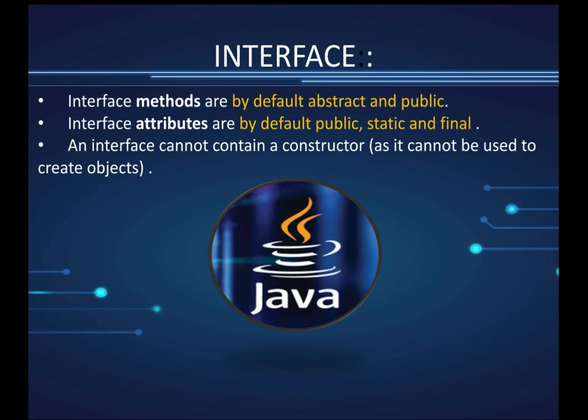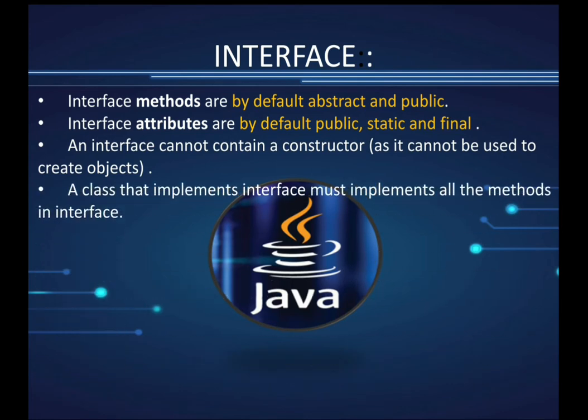An interface cannot contain a constructor. It just contains variables and functions, as it cannot be used to create objects. When we create objects, at that time we call a constructor, and we are not supposed to create an object of an interface. That's why we do not have a constructor with us. A class that implements an interface must implement all the methods in the interface. I told you the same thing earlier also.